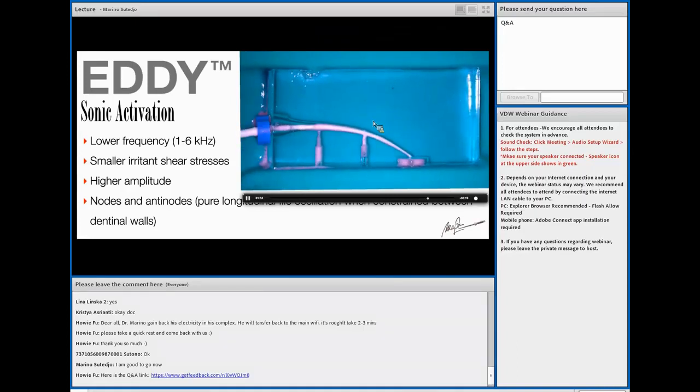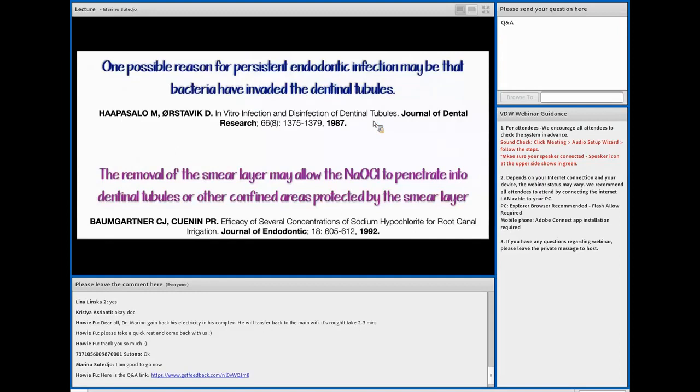But with sonic, you cannot feel the wall of your root canal. With ultrasonic, you can feel that you are touching the wall of your root canal. That's also a difference. Once again, it is up to the preference of the operator. Some may like the ultrasonic, some may like the sonic, but in my opinion, it's better if you have both systems in your practice, because we know for sure we cannot rely on only one activation. Sometimes we need to rely on both.